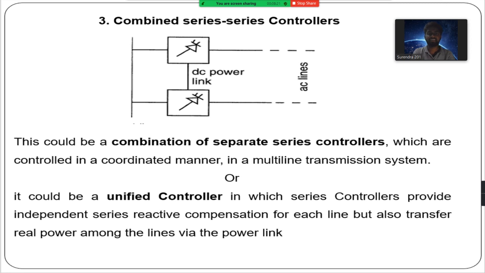And coming to the combined series-series controllers, these are connected in series with one another in the AC lines, DC power lines. This is the combination of separate series controllers which are controlled in a coordinated manner in a multi-line transmission system, or it could be a unified controller in which the series controllers provide independent series reactive compensation for each line, but also transfer real power among the lines via the power link.